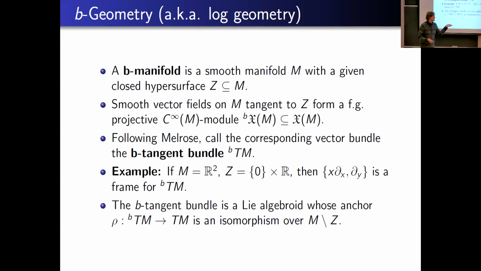There's a little more to it. It's not just a vector bundle. It's actually a Lie algebroid, which is mapping to the standard tangent bundle. And in fact, those things are indistinguishable. If you restrict away from Z, then this anchor map, if you like this terminology, is an isomorphism. So you can't distinguish those two vector bundles. They're canonically isomorphic if you stay away from this hypersurface.